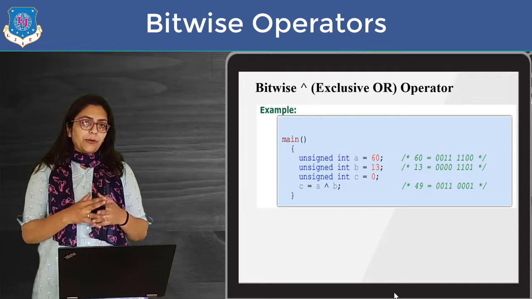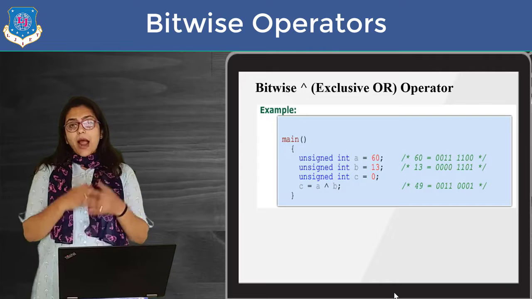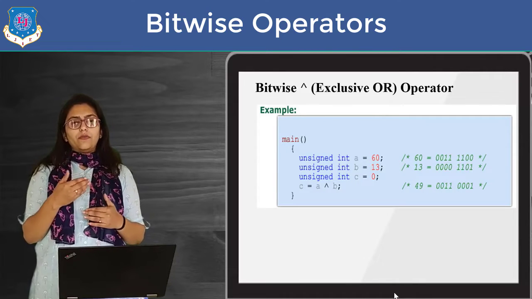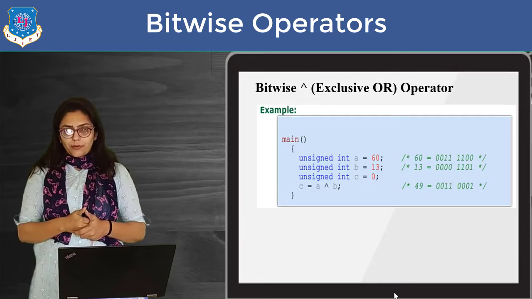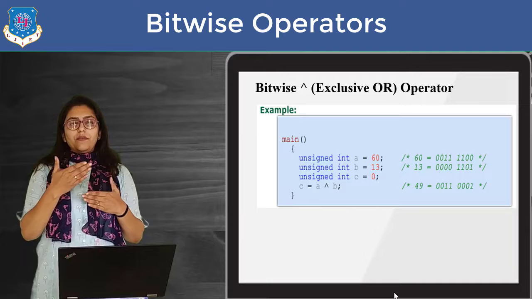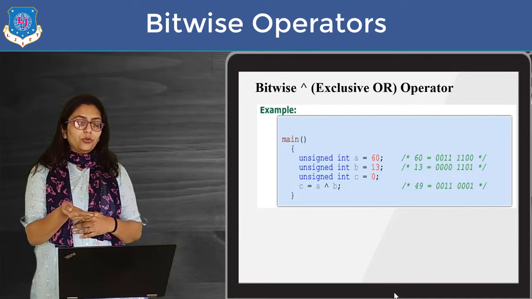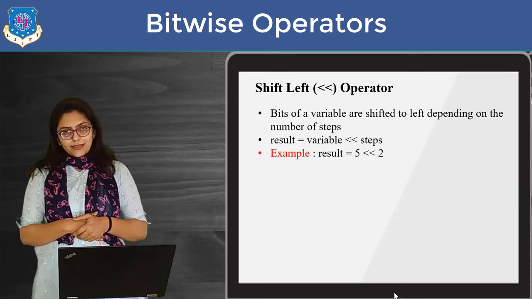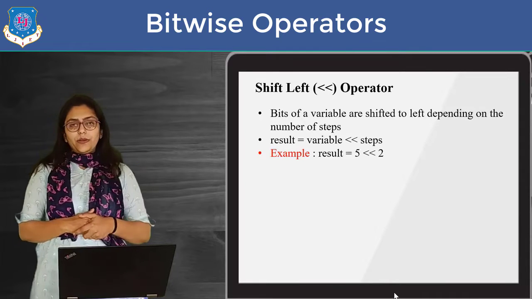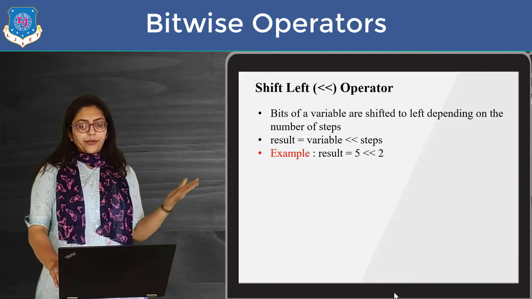I'll try to make a separate video in which I'll show you how you can find the binary of any given decimal number, or how you can convert decimal to binary. In a similar way, you can use formulas for converting octal to decimal and decimal to octal, and hexadecimal to decimal and decimal to hexadecimal. In a separate video, I'll explain this. So right now, just understand that you will get this kind of result by using the bitwise exclusive OR operator.